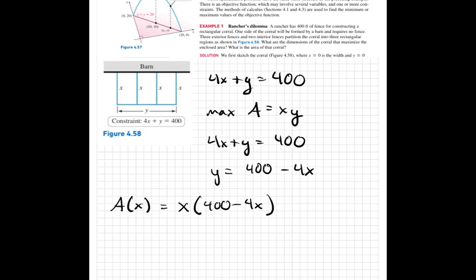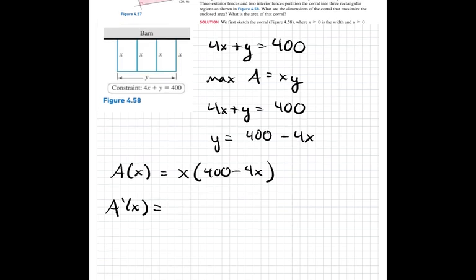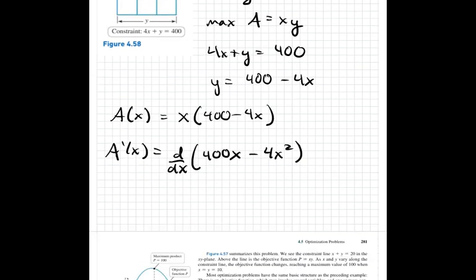So if we want to maximize this, let's look at the derivatives. Let's look at A prime of x. That's going to give us, I'm going to go ahead and distribute, the derivative with respect to x of 400x minus 4x squared, right? Let's add a page.